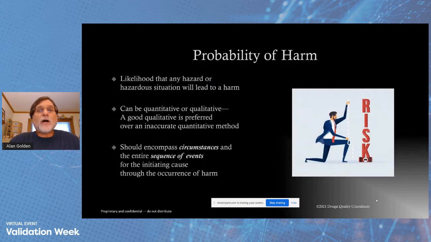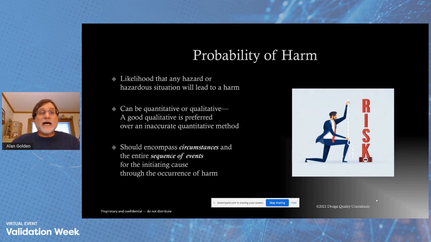So the probability of harm is defined as the likelihood that any hazard or hazardous situation will lead to a harm. Now, this can be quantitative or qualitative, but I will tell you, in my opinion, a good qualitative measure is preferred to an inaccurate quantitative measure. And again, you heard Roberta talk about medium, high, or low risk. So if I have a really good and justified low, medium, or high, that is better than a 4 or an 8 or a 3. I don't know what that means unless you've defined it very, very clearly.